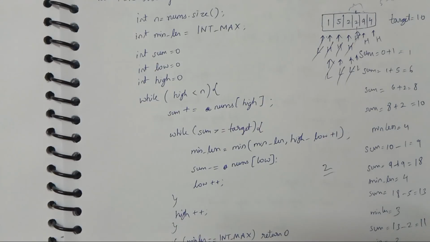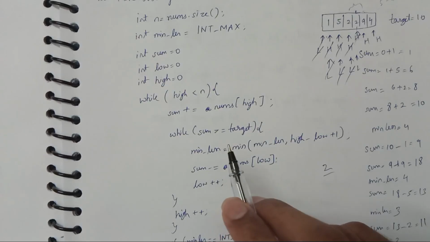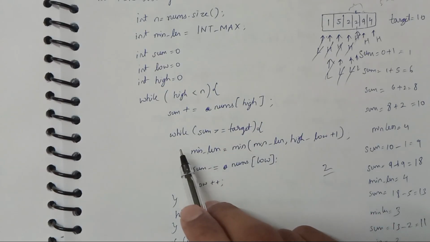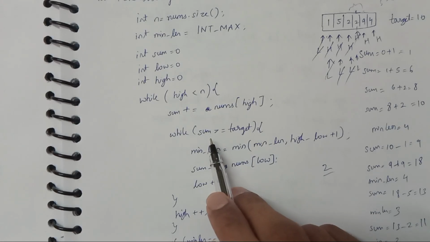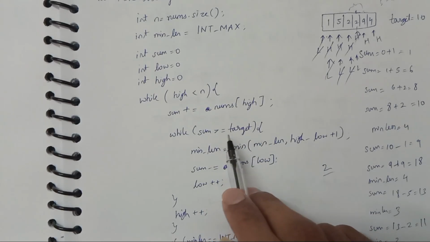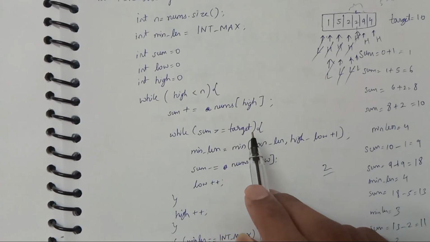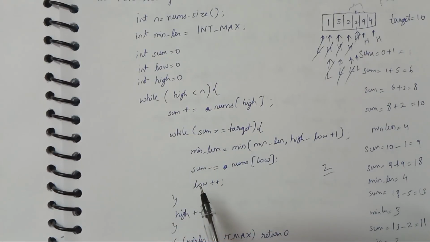And second variation is, if we want to find the maximum size subarray, then instead of checking while the information is correct, we check if the information is wrong, then we go into this loop. So that's it.